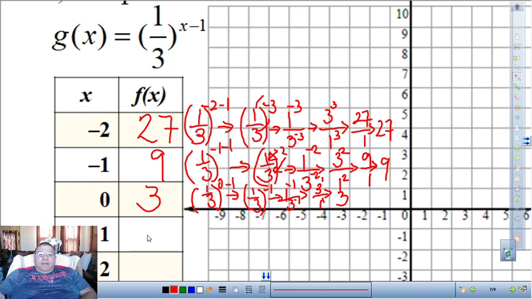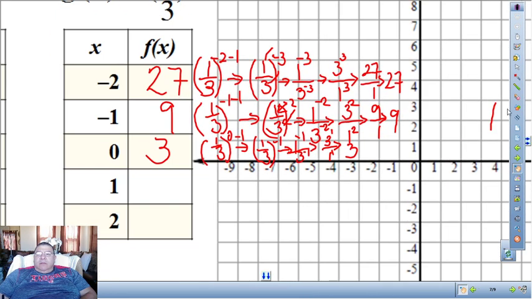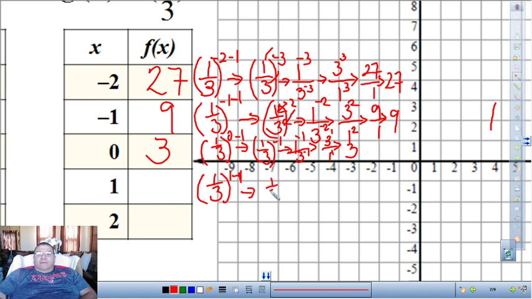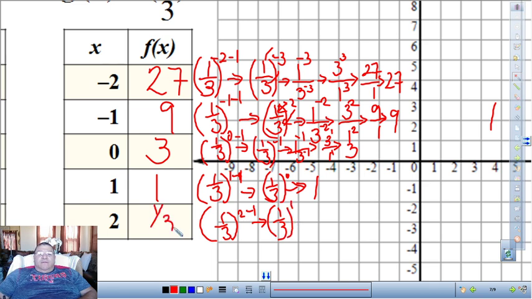All right, so let's go to the next one. Oh, sorry. We got 1/3 to the 1 minus 1, which is 1/3 to the 0, which is 1. And the last one, 1/3 to the 2 minus 1, which is 1/3 to the 1 power, which is 1/3.